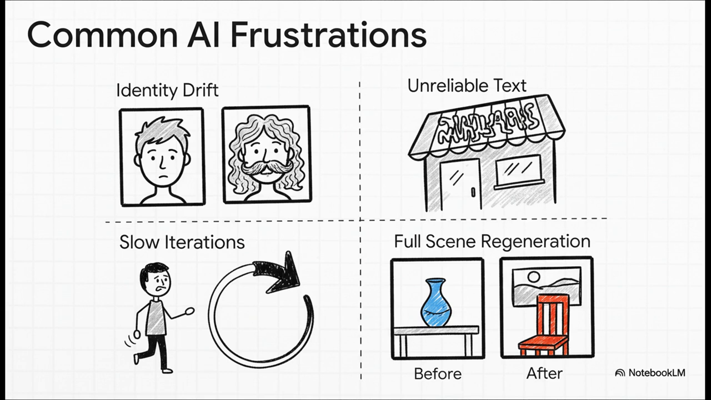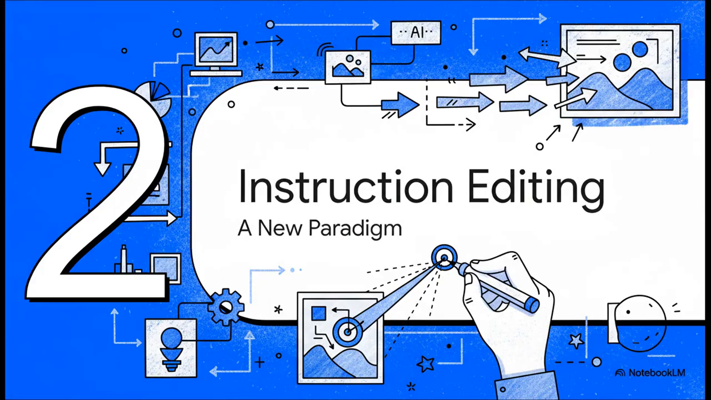But the biggest one, the most infuriating one, has got to be full scene regeneration. Asking for one tiny change and having the AI throw out everything you liked, it's not just inefficient, it just completely shatters your creative momentum. And that is exactly where FLUX.1 Kontext comes into the picture.